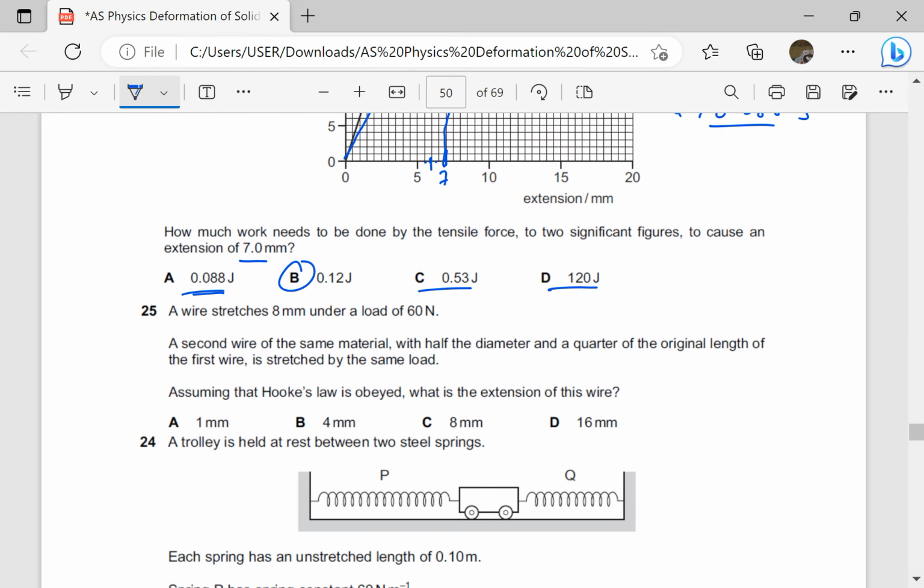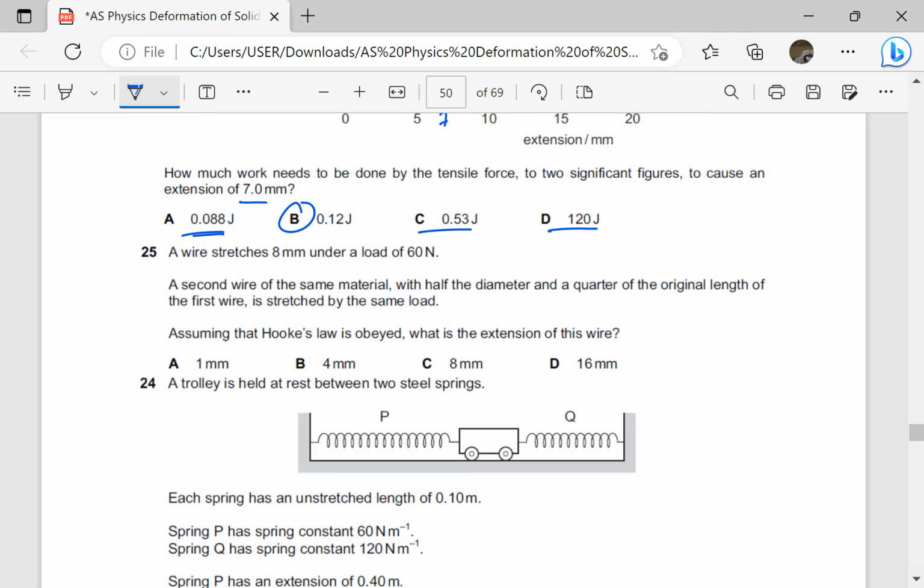The wire stretches 8 millimeters under a load of 60 newtons. A second wire of the same material, that means same Young modulus, with half the diameter and a quarter of the original length of the first wire, is stretched by the same load. Assume that Hooke's law is obeyed. What is the extension of this wire?